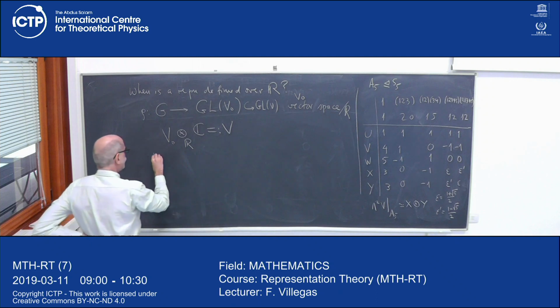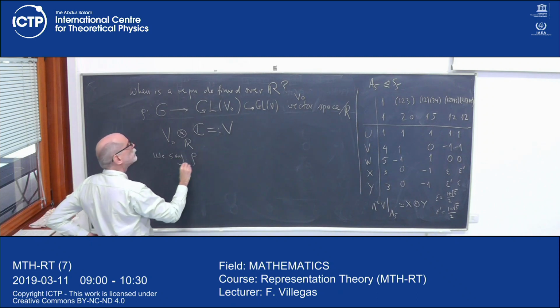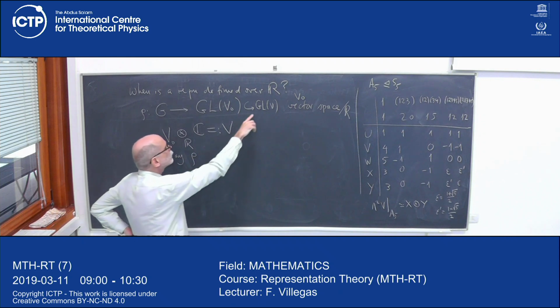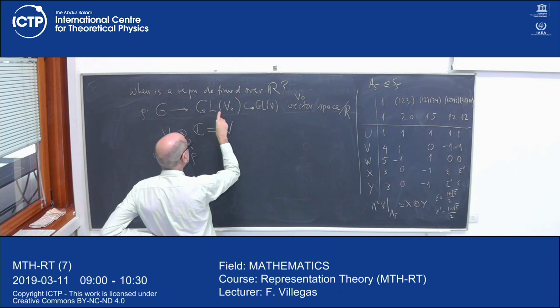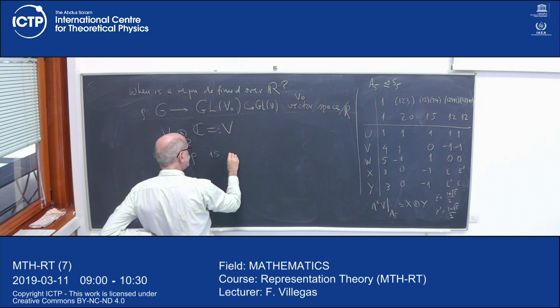So we call such a rho on GL V that comes from an intermediate real vector space action, we say rho is a real representation.